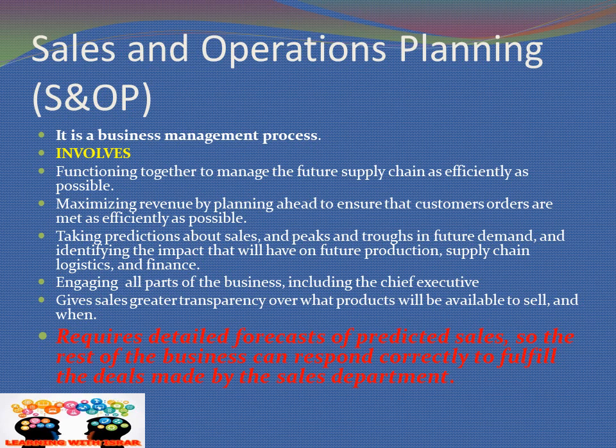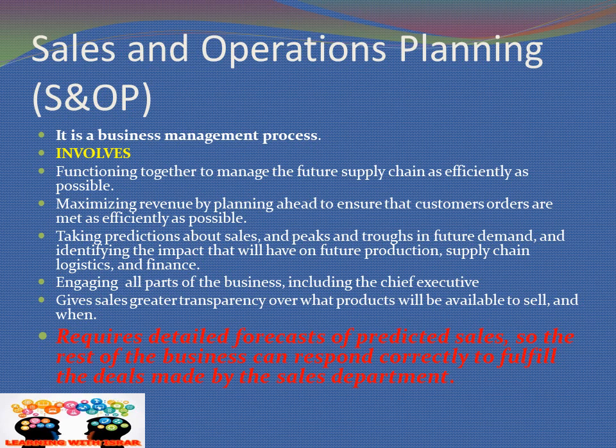Then engaging all parts of the business including the chief executive. So it is like a hierarchy of sales and operations planning, where we involve everyone from chief executives down to the tactical or operational people who are involved in the business on the floor. It gives sales greater transparency over what products will be available to sell and when. So it will improve our visibility, and transparency means accuracy about the things we have available to sell.